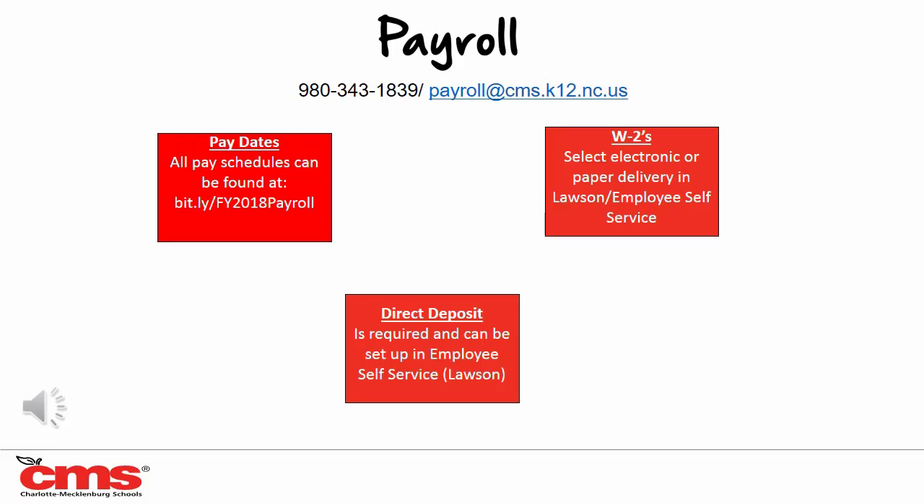CMS Payroll. At CMS, direct deposit is mandatory and is a condition of employment. You can have up to 5 direct deposit accounts that you can set up in employee self-service. If you change banks, please be sure to update the new banking information via employee self-service.